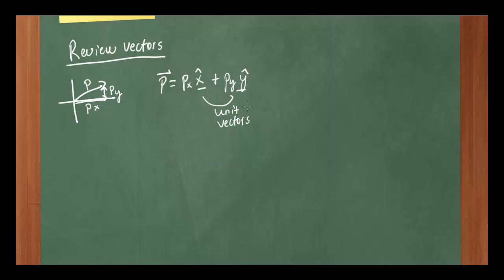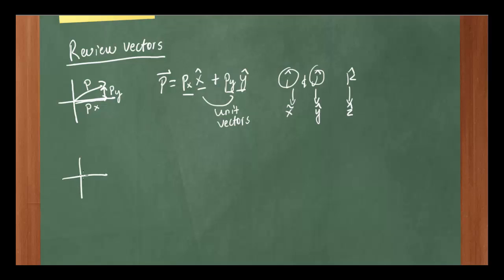But you probably learned it as i hat and j hat. So these are actually the same as x hat and y hat, and k hat would be in the z hat direction. It's the same thing. As you probably already know, in math and physics, names are really arbitrary. Okay, so how would you find p sub x and p sub y?